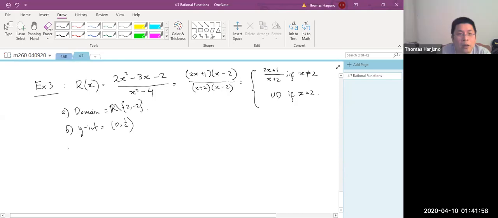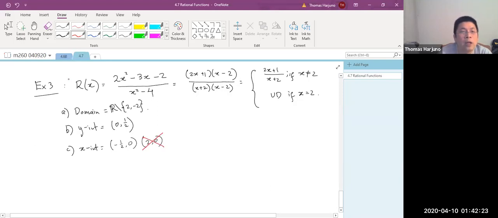And then the X-intercept, you can just look at the simplified version. The X-intercept will be (-1/2, 0). It will be undefined at 2. That's why I have to cross this out. You don't even need to mention it though.